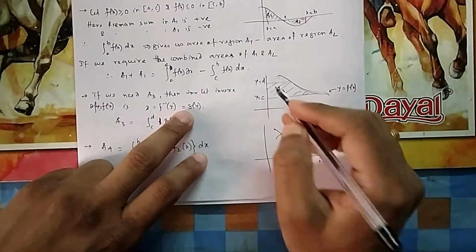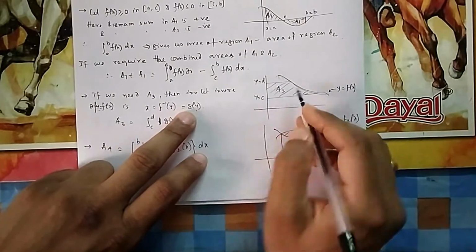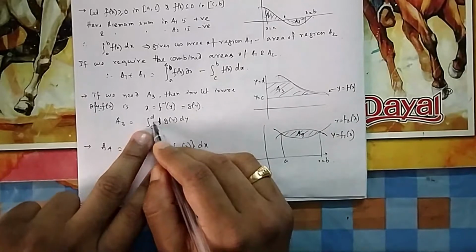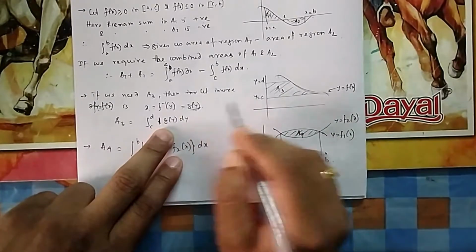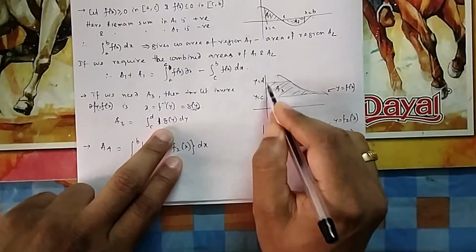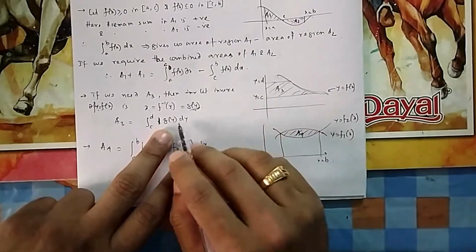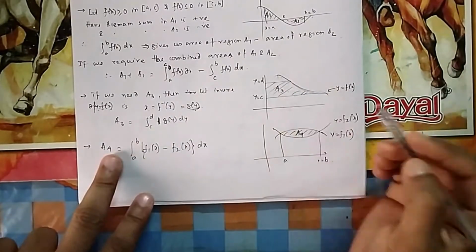Now you can vary y, because it is a function of y, from c to d. You integrate this function of y from this to this, and you will get this area. So that is also another way of getting this type of area.